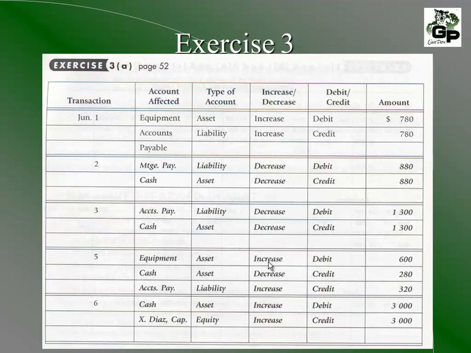On June the 6th, we have two accounts affected, cash and the capital account. Cash is an asset, the capital account is an equity account. We know that assets increase on the debit side and equity accounts increase on the credit side. So this amount increases $3,000 on the debit side of the asset account and $3,000 on the credit side of the capital account.